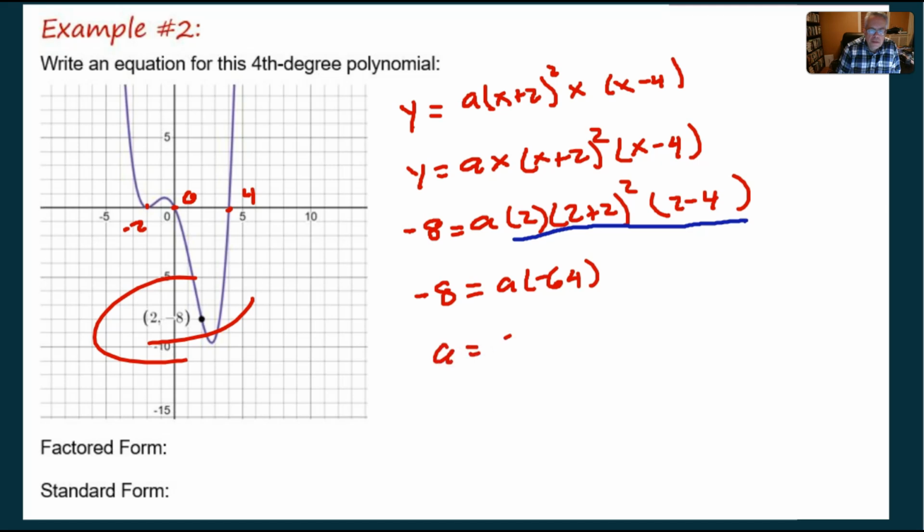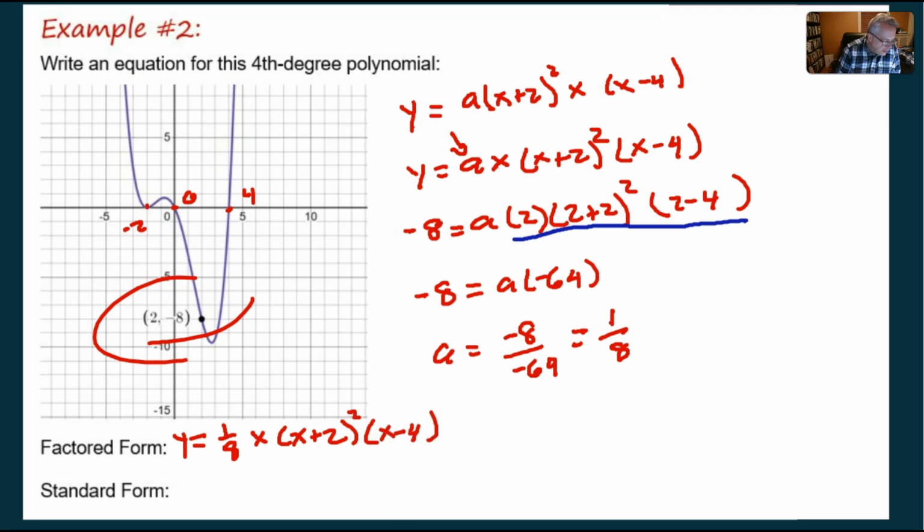So we get a equals negative 8 over negative 64. We want to reduce that. We don't want the decimal, so that's equal to 1/8. Got to put that back into the equation for a, and we get y equals 1/8 times x plus 2 squared times x minus 4. We pop that in Wolfram Alpha. We get a little bit of a mess, but here it goes. That's why Wolfram Alpha is so great.